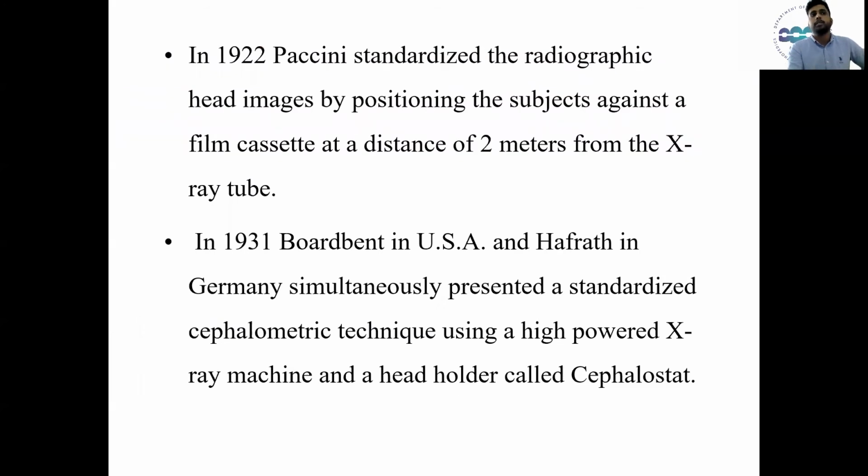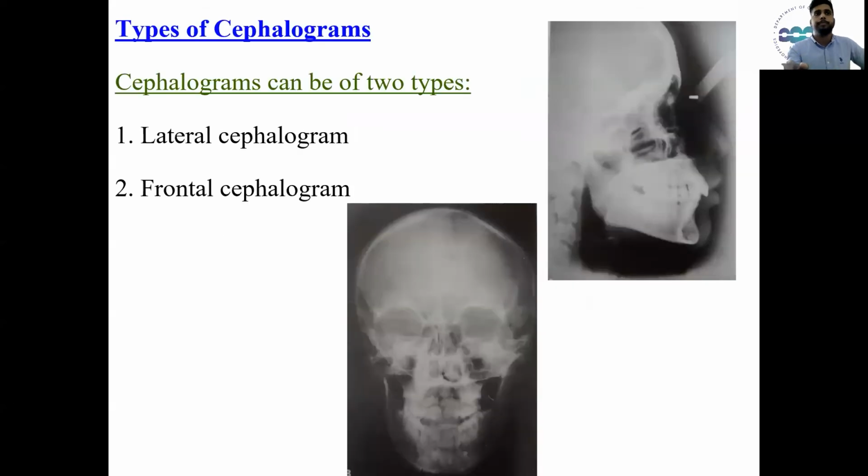In 1922, Pacini standardized the radiographic image by positioning the subject against a film cassette at a distance of 2 meters from the X-ray tube. In 1931, Broadbent in the USA and Hofrath in Germany simultaneously presented a standardized cephalometric technique using a high-powered X-ray machine and a head holder called a cephalostat. There are mainly two types of cephalogram: one is the frontal cephalogram, another is the lateral cephalogram.